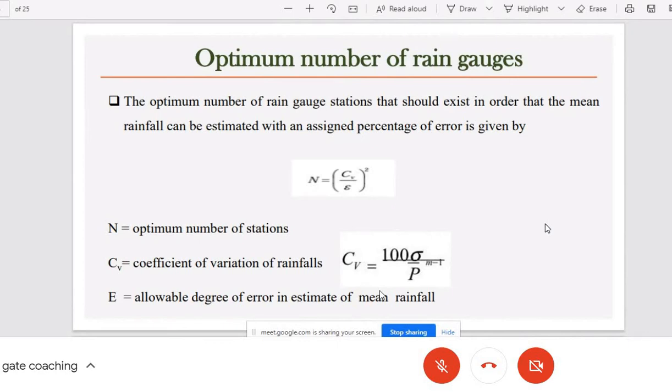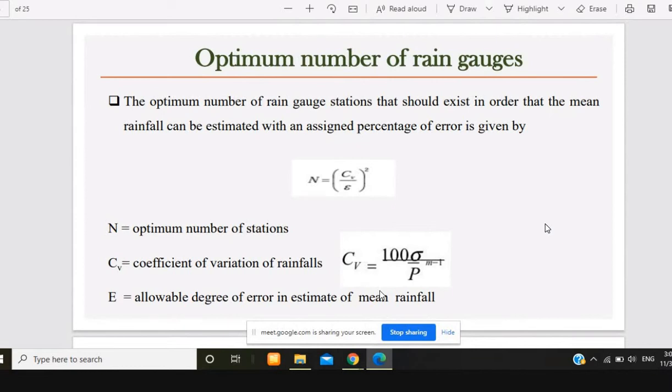When problems come related to this optimum number, usually you will be given the values of coefficient of variation and percentage error directly, but in some cases you will be asked to find out what CV is. If it is a lengthy question, you may even be asked to find the standard deviation sigma and the P bar, then finally the CV and percentage error.